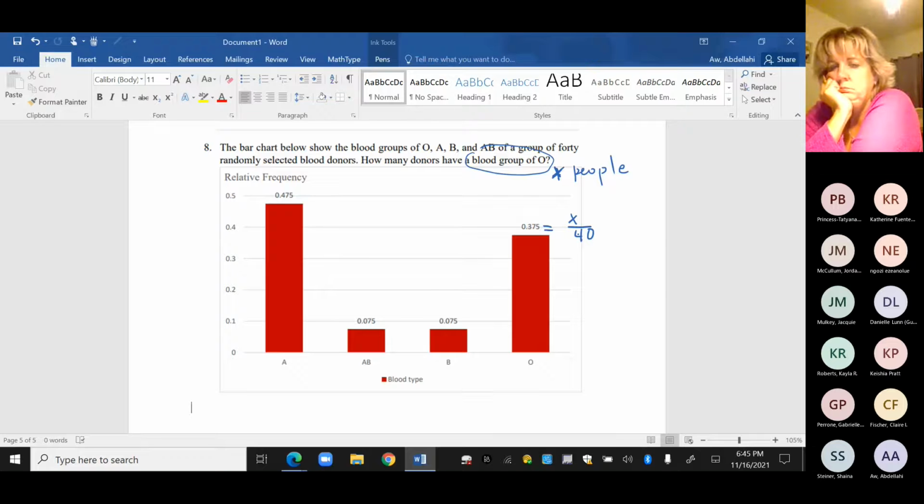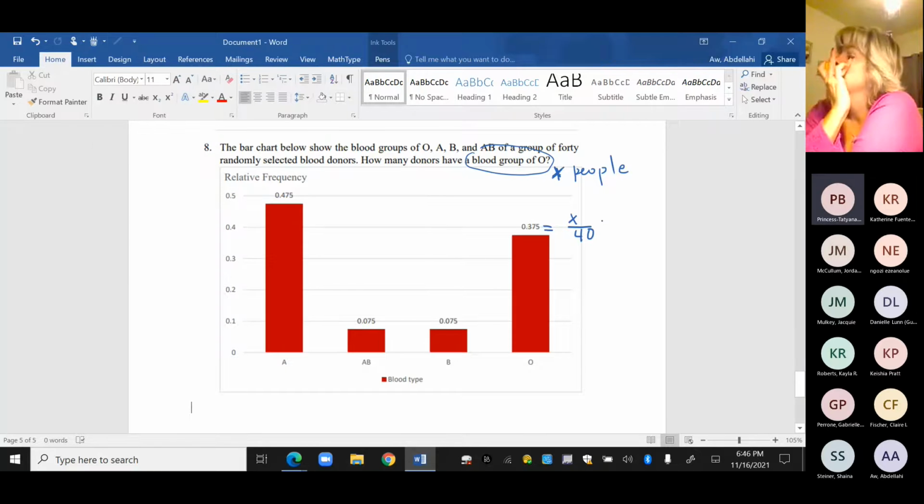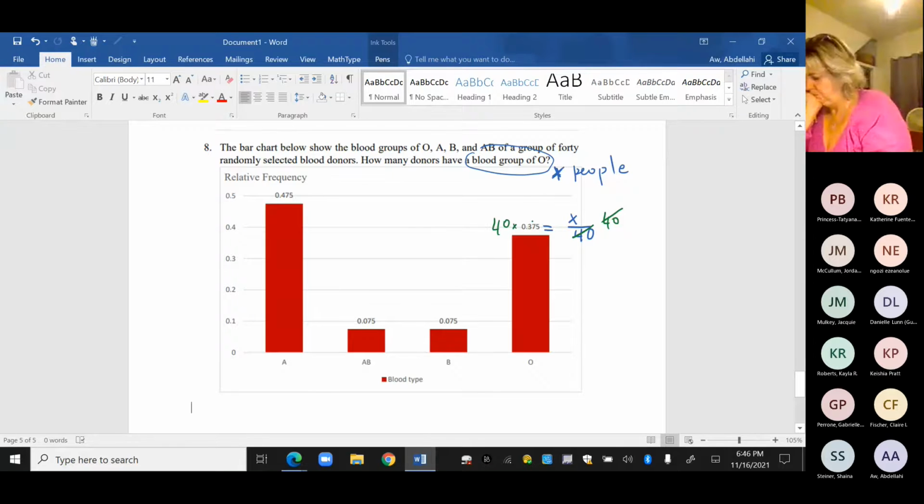Everybody see that? Now, if you want to get X by itself, you have to do exactly what Princess told me, right? Is it Princess? It's you, right? Yeah, it's me. Okay. Princess told me if you want to get X by itself, you have to multiply both sides by 40, right? This is where the stuff comes from. So you multiply both sides by 40, just to get X out, so the number of people whose group is O is 40 times 0.375, and you get 15 people when you do the math, right?